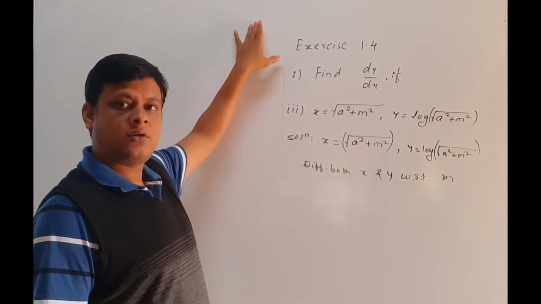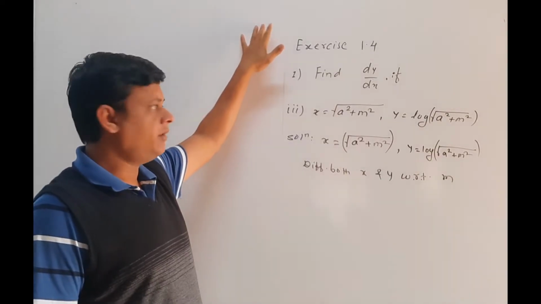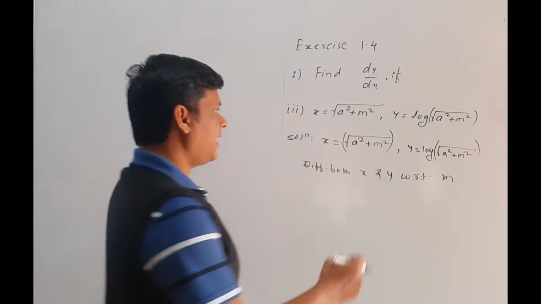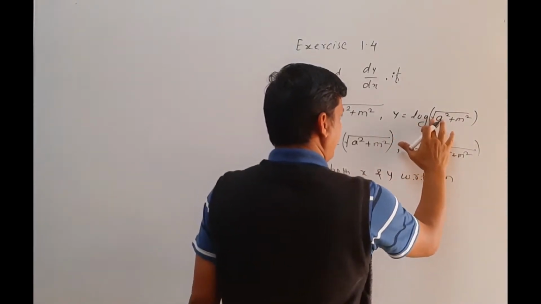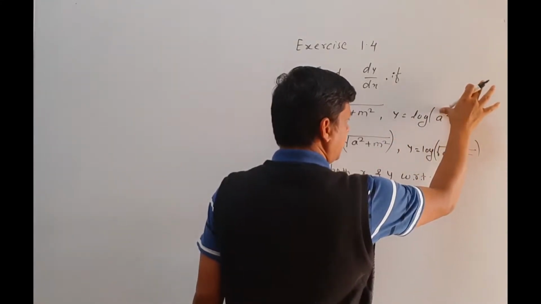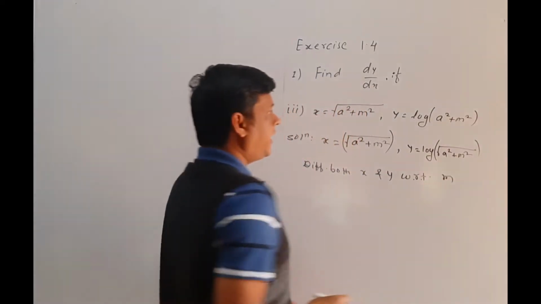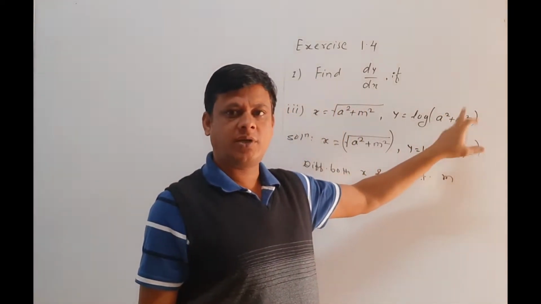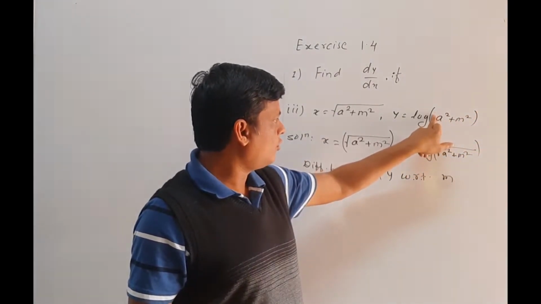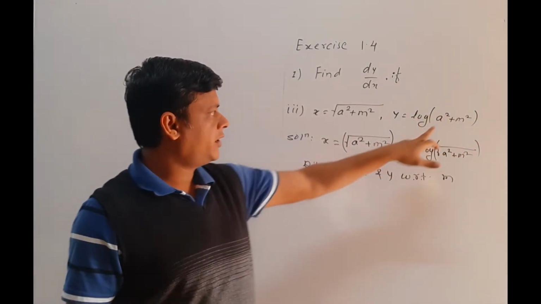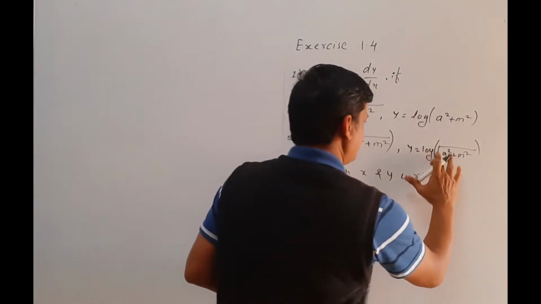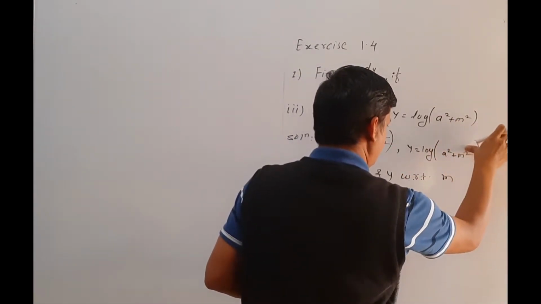We solved sub question 3 in the previous lecture, but there was one writing mistake when writing the question on the board. We wrote log root of a square plus m square, but actually there is no root, so we have to solve this question without the root. So see what we have to do.